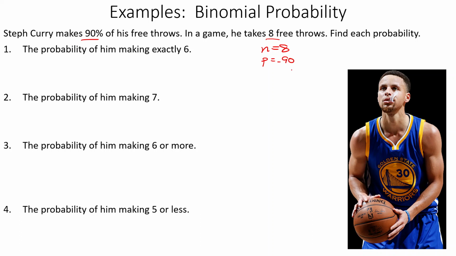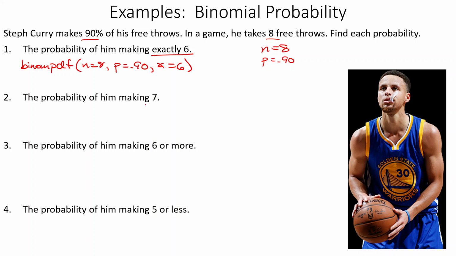All right, there are 2 things that can happen. He can make it or he can miss it. We have a fixed number of trials. Each free throw is independent of each other one. So this is binomial. We want to know about it making exactly 6. So this is binomial PDF, where our n is 8, our p is 0.90, and our x is 6.